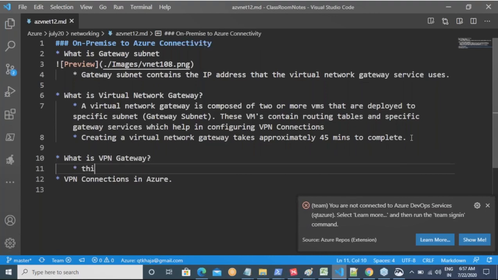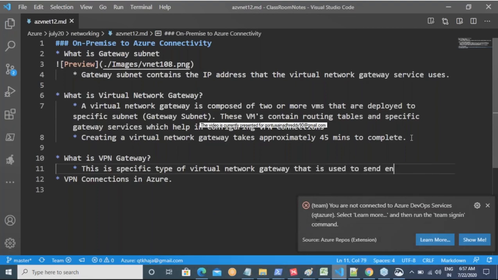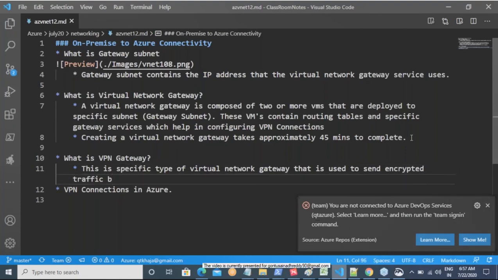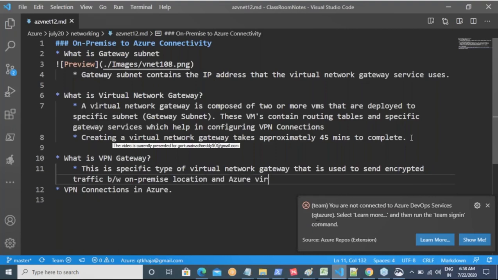So this is a specific type of virtual network gateway that is used to send encrypted traffic between an on-premise location and an Azure virtual network. Okay. Am I clear on this?